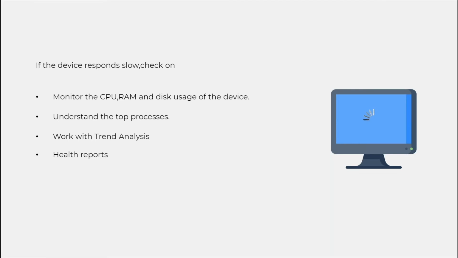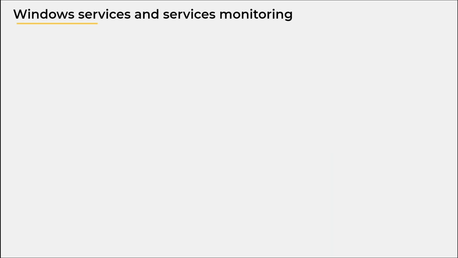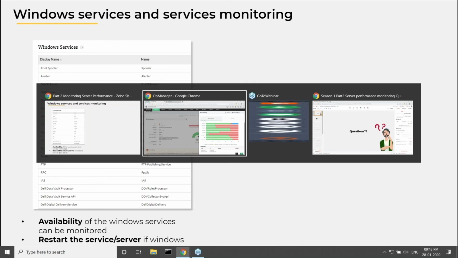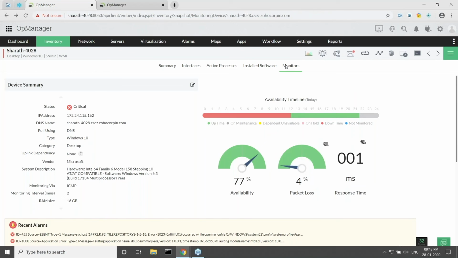So the next type of monitoring we are talking about is Windows services monitoring. When I talk about Windows service monitoring, any services which run in the background, like, say, in services.msc, those particular services can be monitored for availability. And in case those Windows services go down by any chance, if that seems to be a critical service, you can automatically restart the service or restart the entire server with the help of your WMI credential.